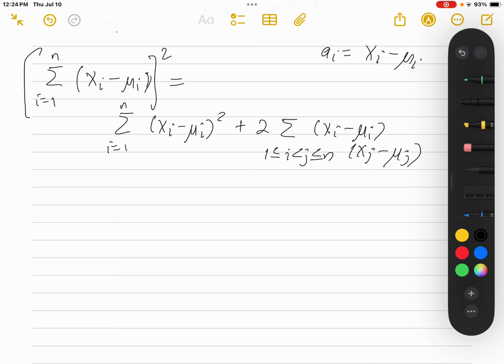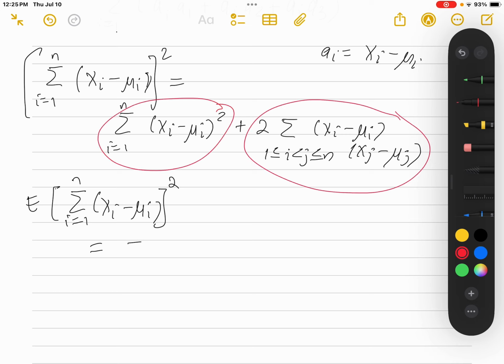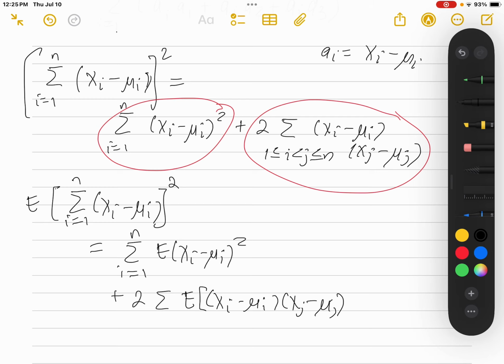So therefore, by the linearity of expectation, the expectation of this guy, the expectation of the sum from i equals 1 to n of xi minus mu i, the whole thing squared, is equal to, so I have the expectation of this term and then the expectation of that term, but each of those terms are sums, so I apply the linearity to each of those, so I get the sum from i equals 1 to n of the expectation of xi minus mu i squared, plus 2 times the sum of the expectation of xi minus mu i times xj minus mu j.